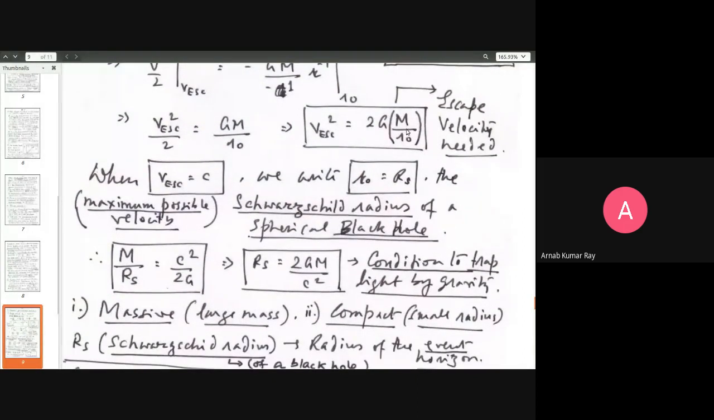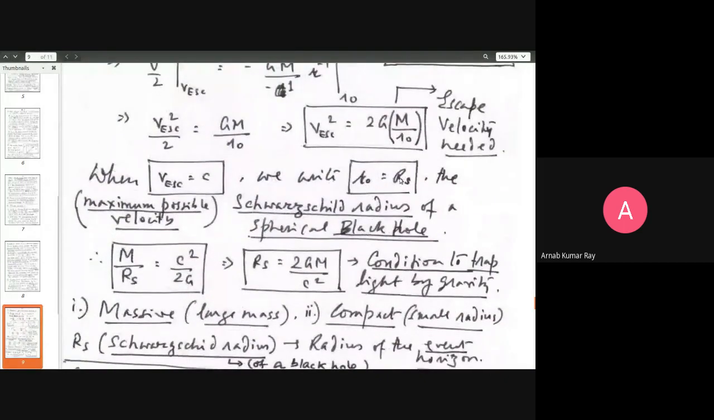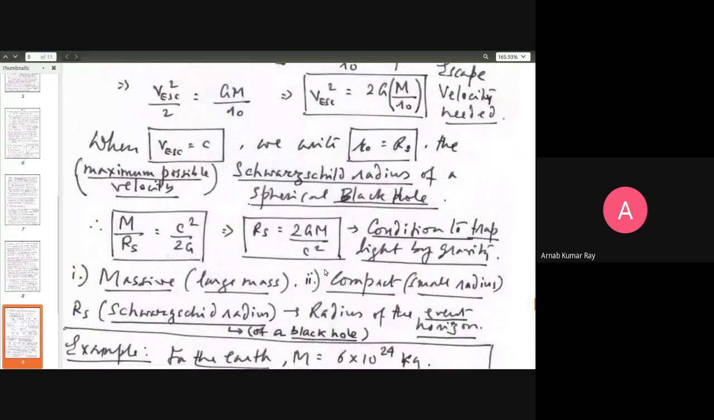So what is the requirement of a black hole? Let's see now. The specific requirement of a black hole is, you just put the value c squared on the left-hand side. Then you divide by 2G using this formula. c squared by 2G is equal to m divided by Rs. Rs is equal to 2GM by c squared. What am I up to? This is the condition to trap light by gravity.